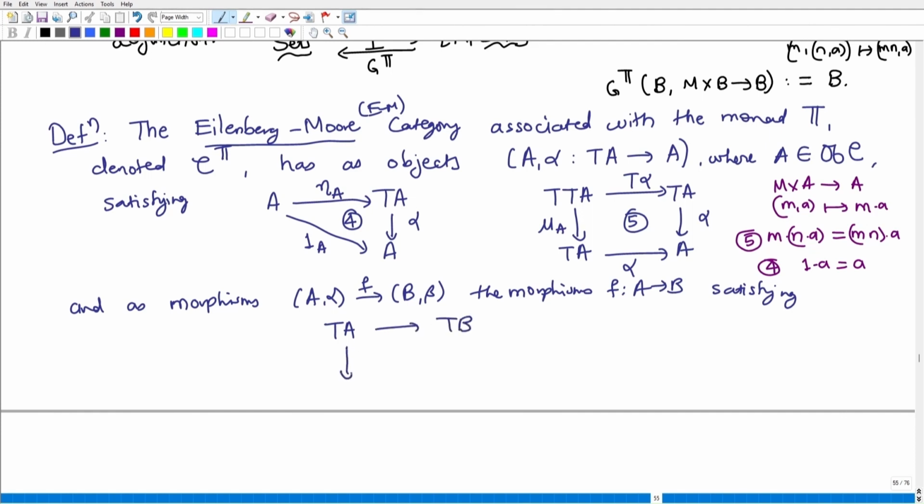Like TA to TB and A to B. What do we have here? Map alpha, then we have map beta, and here we have TF, and here we have F. This is our diagram number 6, and what does it represent? It says that, okay, I will answer your question in a minute. It says that F of M dot A is equal to M acting on F of A. This is what diagram number 6 is trying to say.